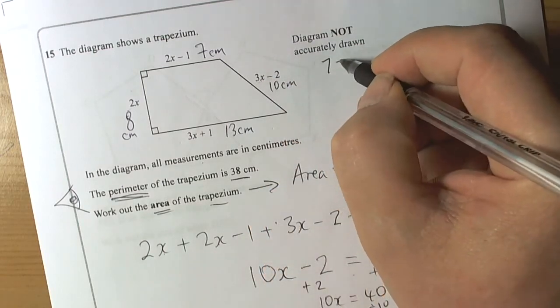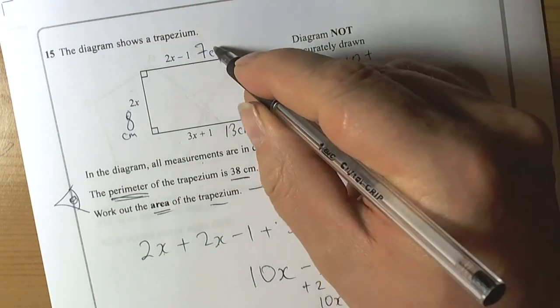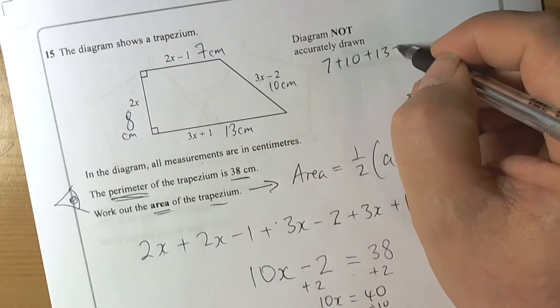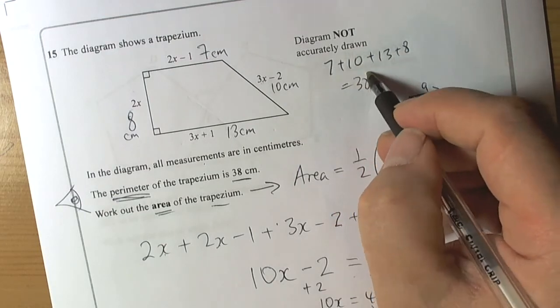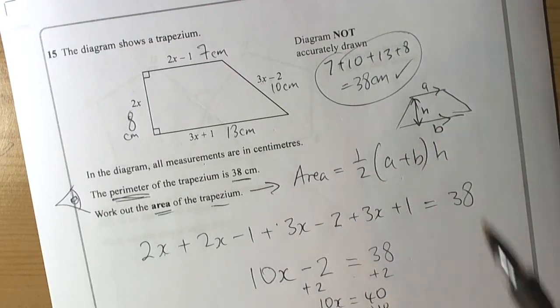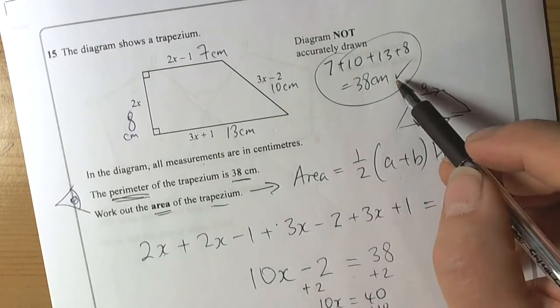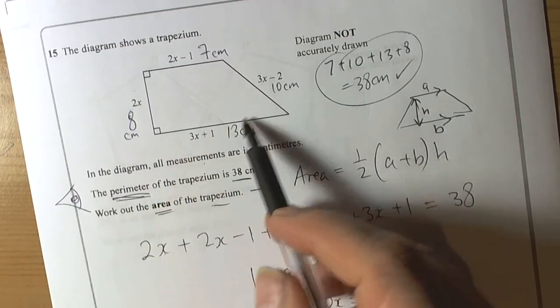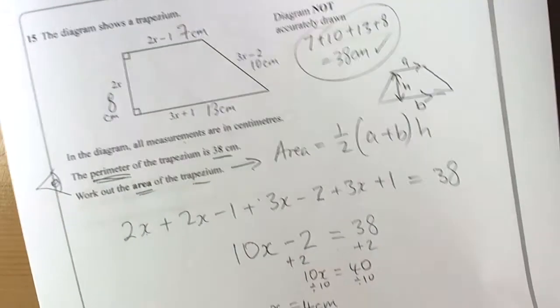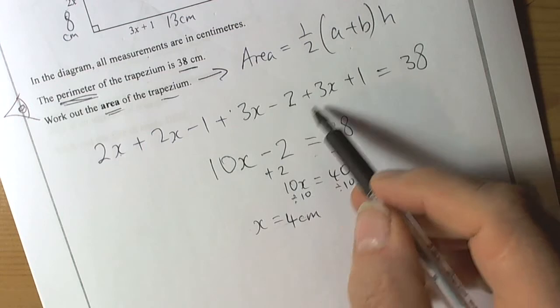So we should do a quick check to make sure that everything's worked as it should. So 7 plus 10 plus 13 plus 8, 17, 30, 38. So that check worked. The question told us the perimeter was 38. We've put in the value of x we found, and it's still 38. We now know all the lengths we need for the formula.